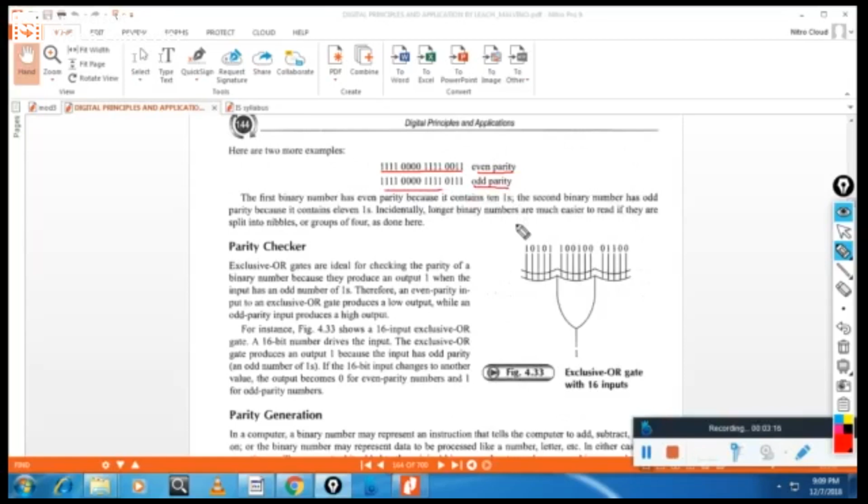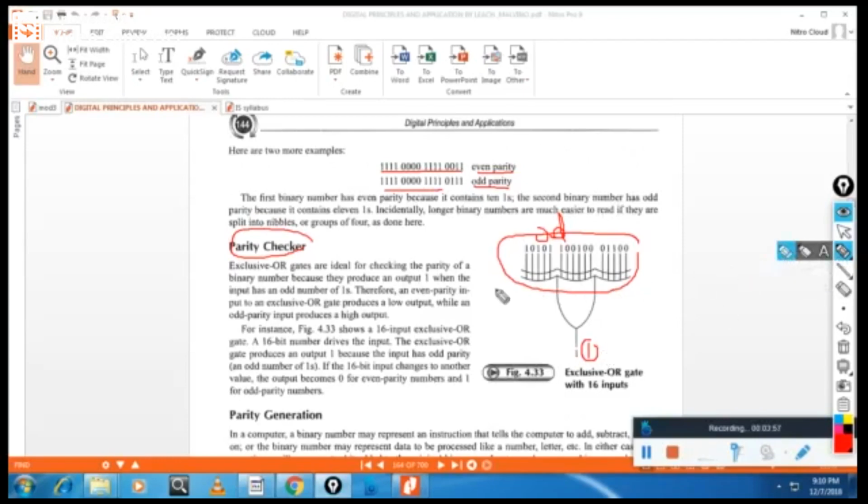So a parity checker is a device which checks odd parity or even parity. For example, here you can see this is the exclusive OR gate, and here 1, 2, 3, 4, 5, 6, 7. So an odd number of ones are there. So it should generate 1, odd parity. It should generate 1 based on the odd number of ones.